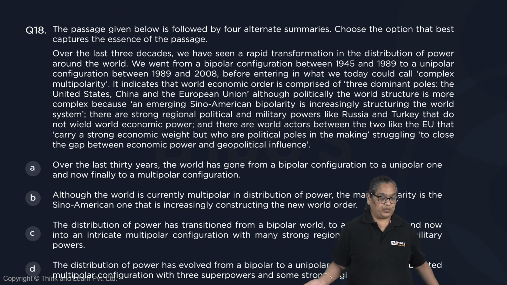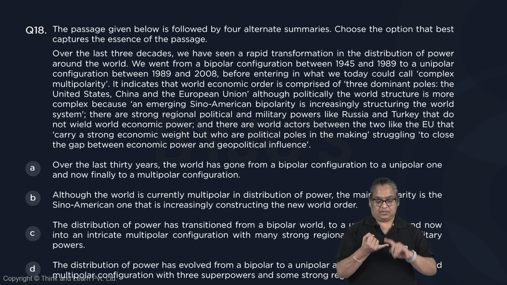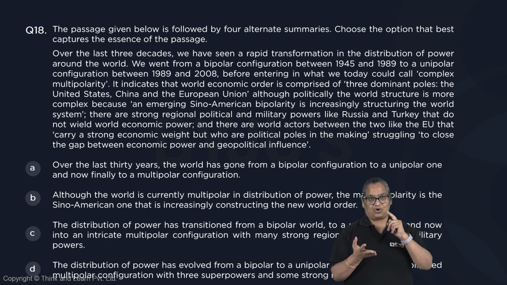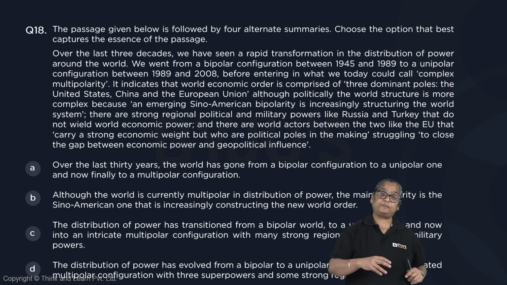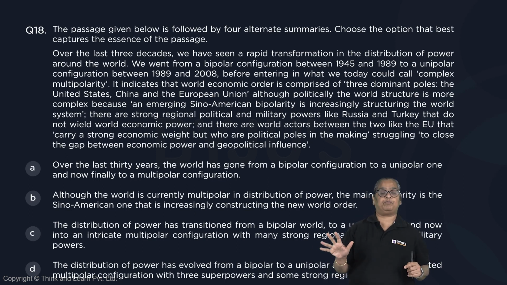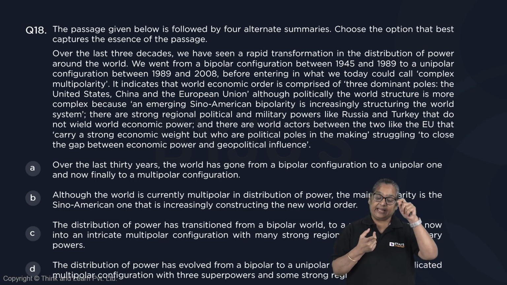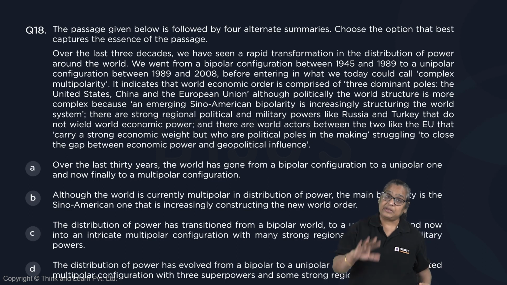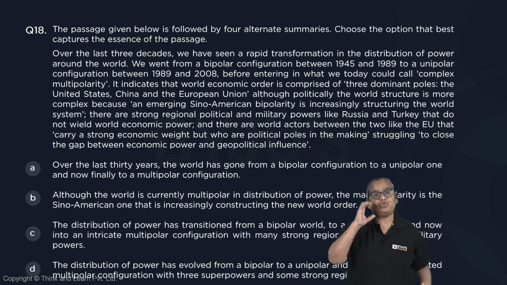Summary question, question 18. Now for a summary question, read the passage, get the important points on your fingertips, and then look at the option which covers all the important points. Remember, the incorrect summary can misrepresent facts in the passage, can be out of scope, but some incorrect summary options give only half the points given in the passage, some of the points. So they are too narrow and therefore not the correct summary.